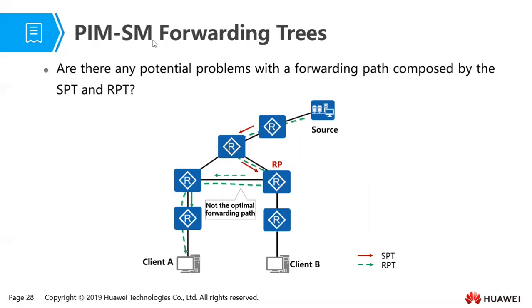So are there any potential problems with those two forwarding trees? The answer is yes. Because the path from the multicast source to the receiver may not always be the optimal path, as we can see in this example. Given that the bandwidth is the same for all the links, you can see that if we forward this packet like this, that's the optimal path, rather than going through this direction. This one is the path that has been used because we have to go through the RP. But unfortunately, is it the optimal path? No, not the optimal path.